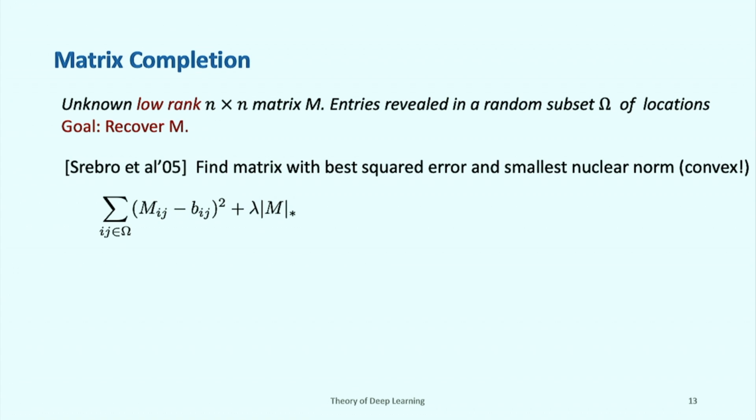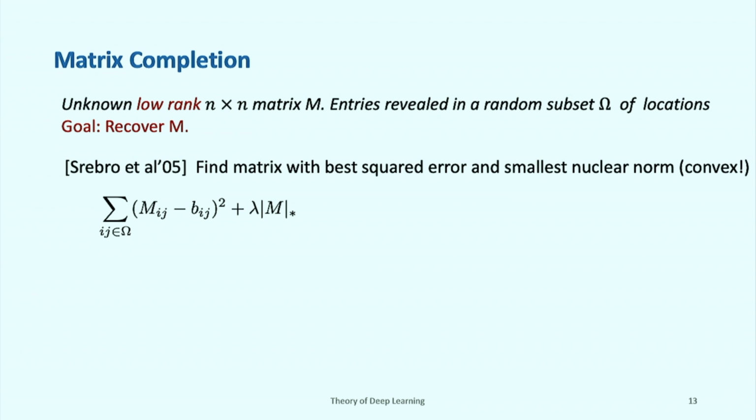So matrix completion, formally, mathematically speaking, is just this: there's an unknown low-rank matrix M, n by n, with rank r. Entries are revealed in a random subset of locations, omega, and your goal is to recover the matrix. The classic algorithm by Srebro et al. is a convex programming algorithm. We are trying to find the matrix which, in the least square sense, best fits the entries that have been revealed. So M_ij has to fit entry B_ij, which was revealed.